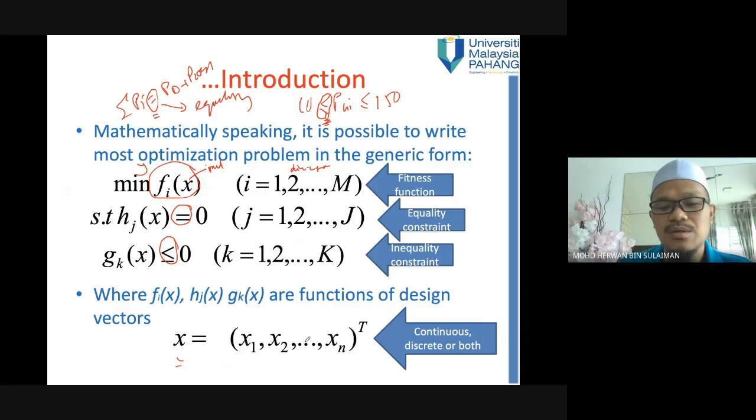Whether it's continuous, discrete, or sometimes both discrete and continuous. For example, ORPD, optimal reactive power dispatch, because you have discrete values as well as continuous values. It consists of both. I call it combinatorial problems.